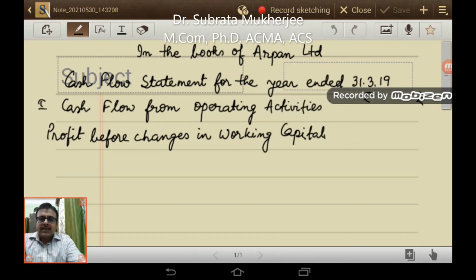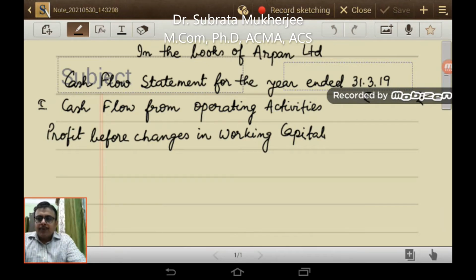So this is the structure of the cash flow statement. In the books of Arpan Limited, cash flow statement for the year ended 31st March 2019. First, the cash flow from operating activities. Just under this line, I have written profit before changes in working capital.